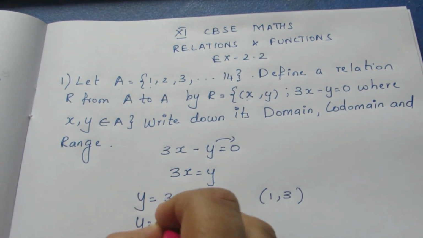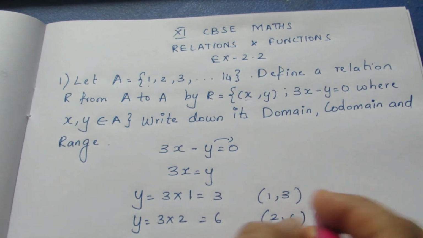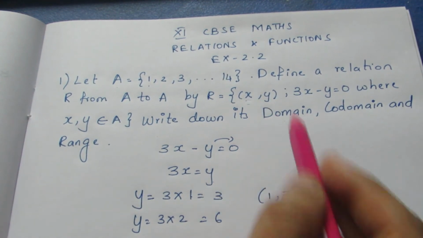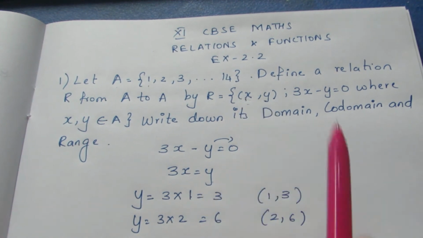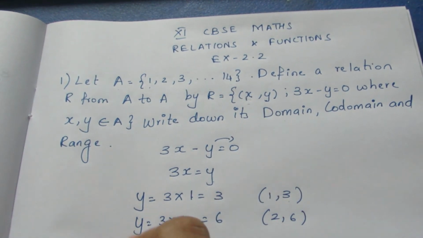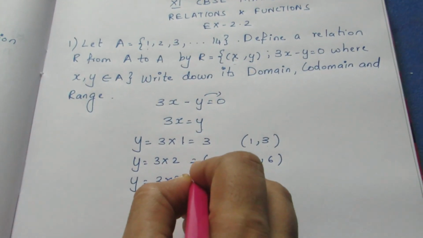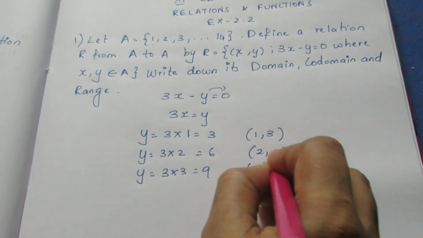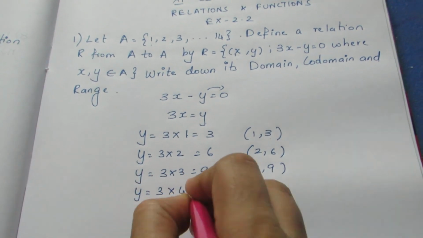When I substitute x to be 2, I get y as 6. So (2, 6), x, y. You should be very careful when writing the x element first and then the y element. Now I am substituting 3, I get 9. So (3, 9). When I substitute 4, I get 12.